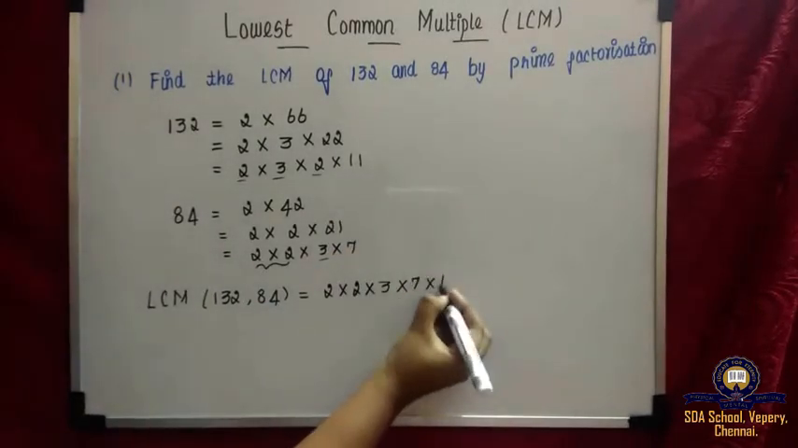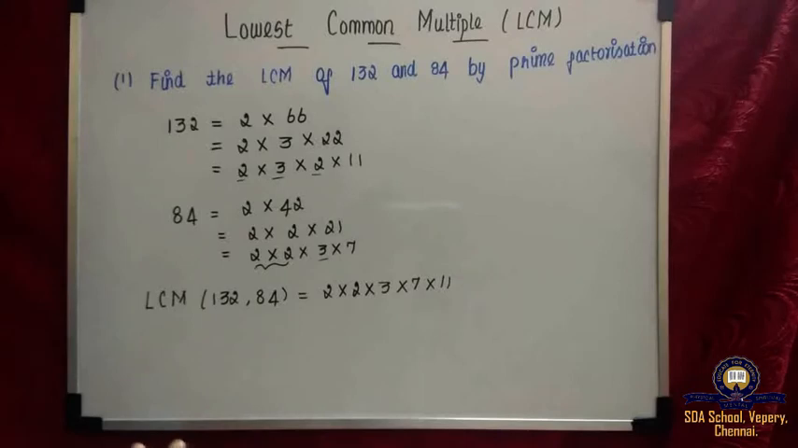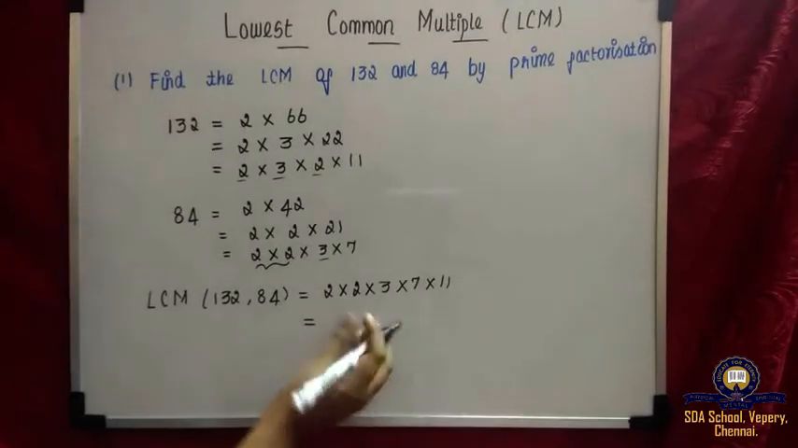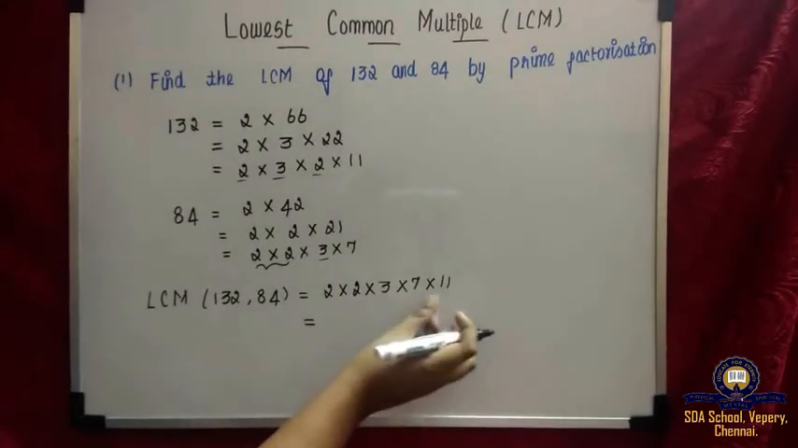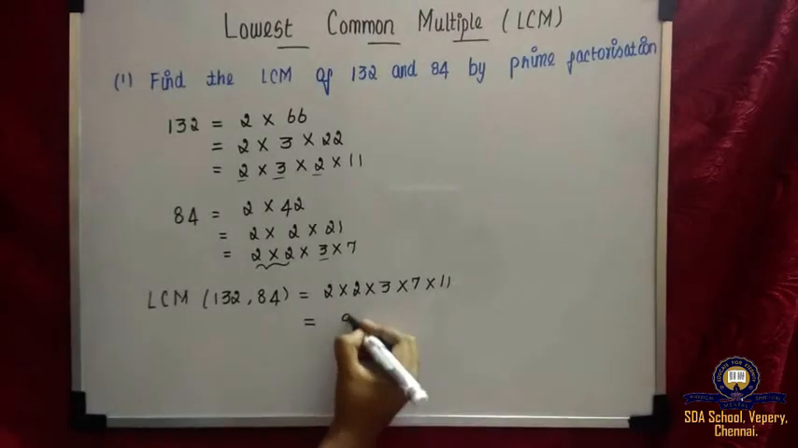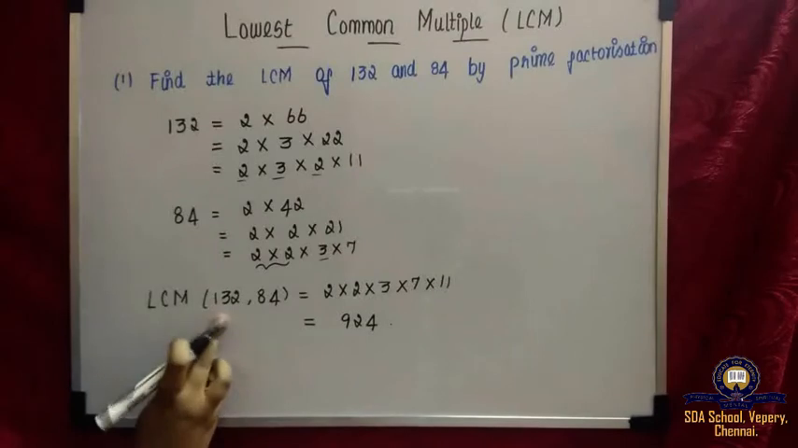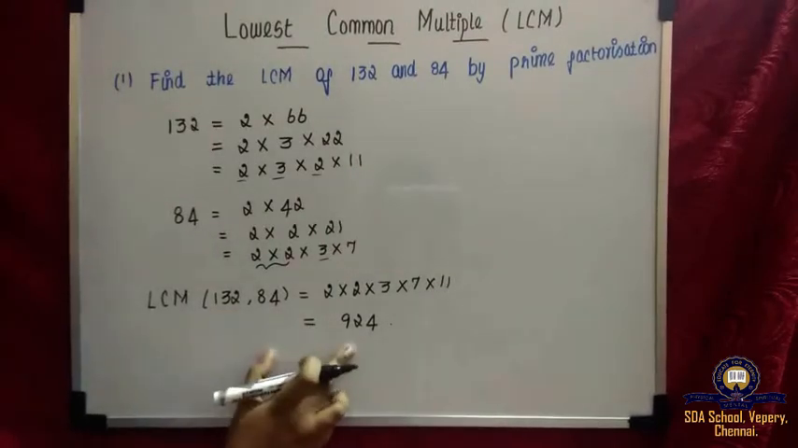into 11. We should not leave any factors. We should take all the factors. In HCF, we will take only the common factors, but in LCM, we should not leave any factors. We should take all the factors, and you have to compare and take the highest number of times the factors have occurred. So when you multiply, what you will get is 2 into 2 into 3 into 7 into 11, which is 924. So the LCM of 132 and 84 is 924.